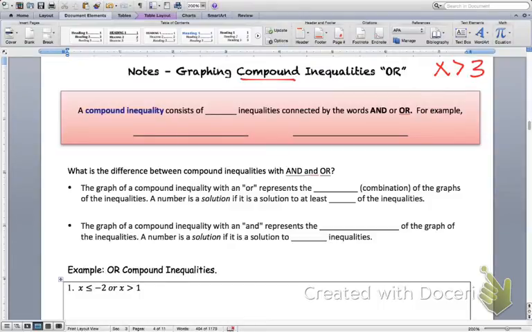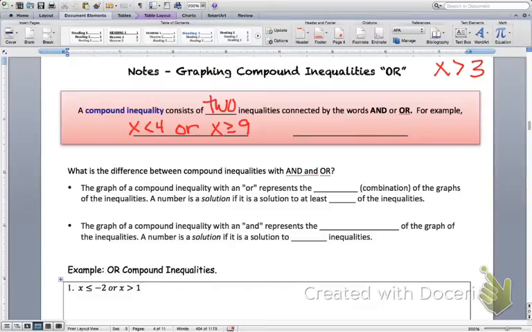So a compound inequality, what is that going to be? A compound inequality is made up of two inequalities. So when you have more than one, and you join them using the word and or the word or. So that's a compound. It's a combination of two simple inequalities. For example, they look something like this, like x less than 4, and then the word or in between, x greater than or equal to 9. So that would be a compound inequality.